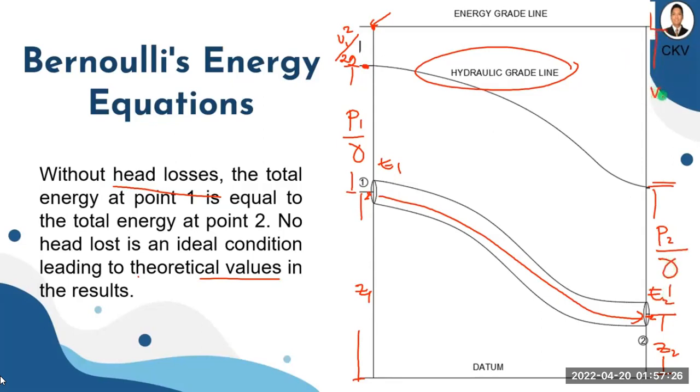So theoretically, according to Bernoulli's energy equation, the sum of the velocity head, pressure head, and elevation head at point 1 and point 2 are equal. That's why when we draw it here, those elevation heads, pressure heads and velocity heads will have the same total height of energy head.